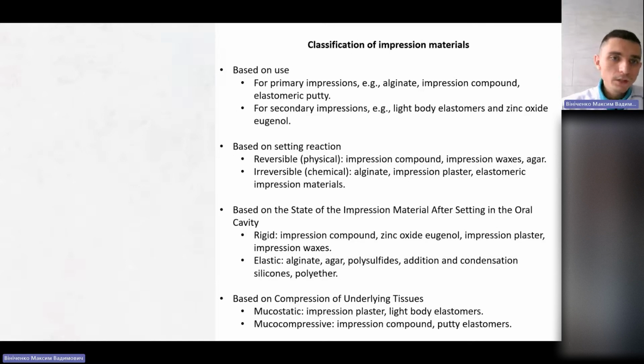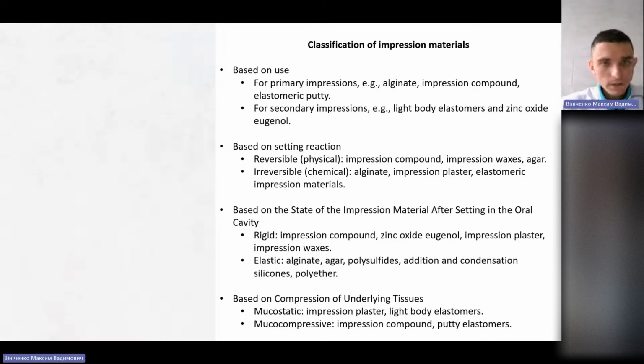Based on setting reaction, they are reversible: impression compound, impression waxes and agar; and irreversible or chemical: alginate, impression plaster, elastomeric impression materials. Based on the state of the impression material after setting in the oral cavity: rigid, impression compound, zinc oxide eugenol, impression plaster, impression waxes; elastic, the alginate, agar, polysulfides, addition and condensation silicones, and polyether.